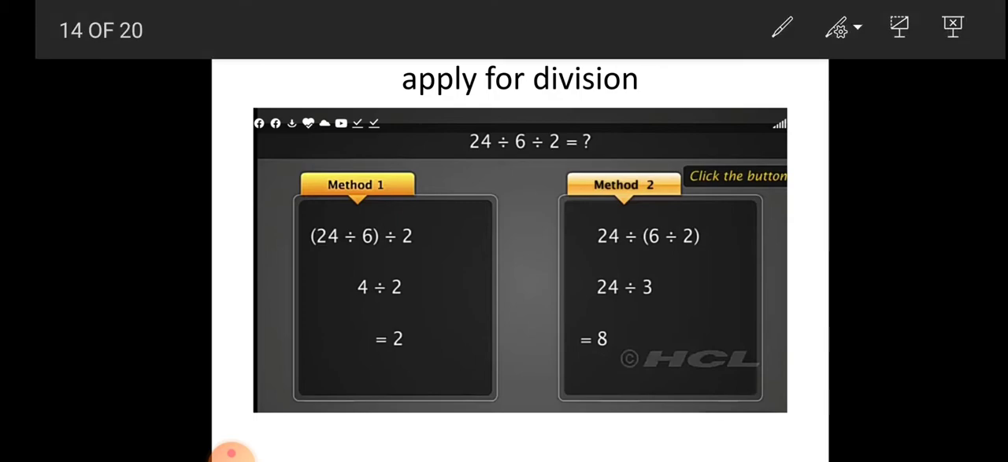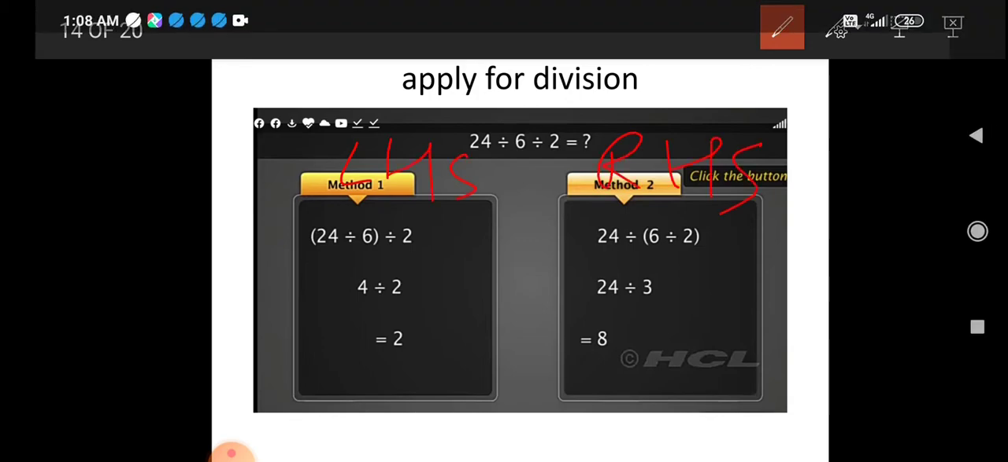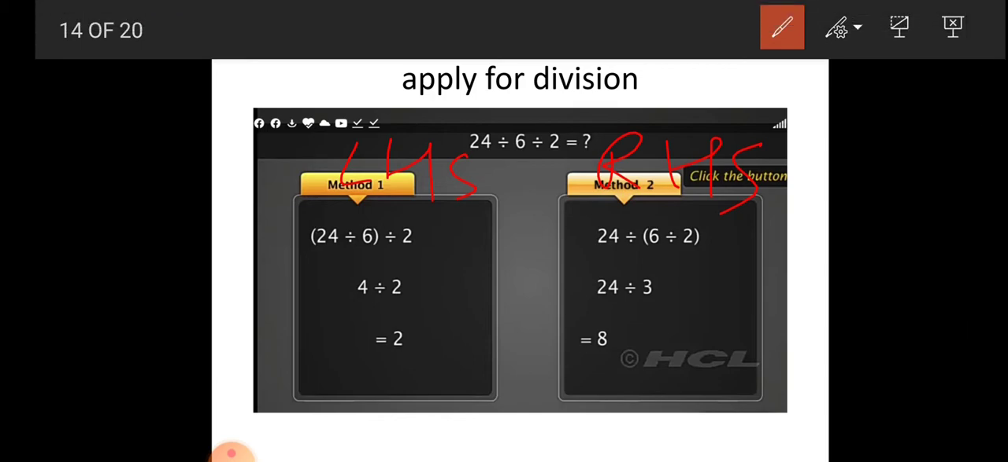Again, here left hand side and right hand side. See, first we group the first and second numbers, meaning 24 and 6. First group the first two numbers, 24 divided by 6, then divided by 2. We change the combination of numbers. We make a group of the last two numbers, 6 divided by 2.